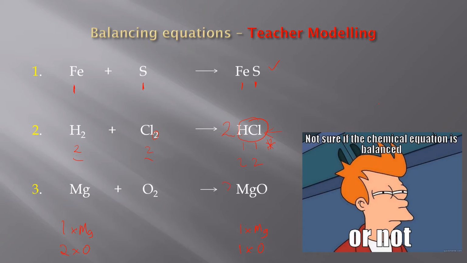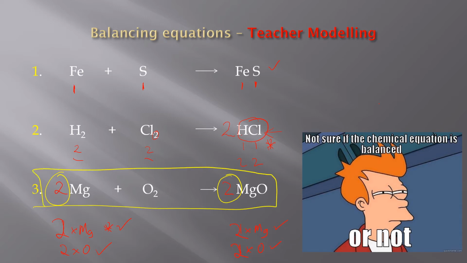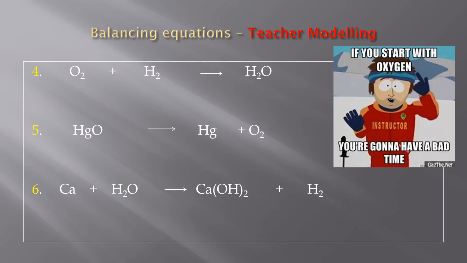So if I put a 2 in here, I now have 2 oxygens on this side and 2 magnesiums on this side. So I've balanced my oxygens, that's the same on either side, but I haven't balanced my magnesiums now. I need an extra one over here to make it balance. So if I put a 2 in there, I have 2 magnesiums on this side, 2 on this side, and I'm now balanced. By putting those numbers in there, this is now the balanced equation. Okay? Let's try another one.